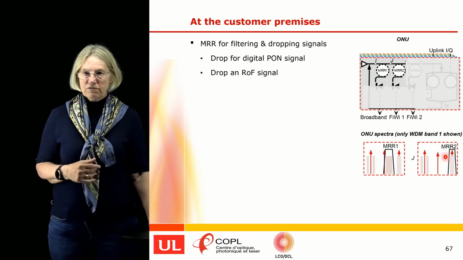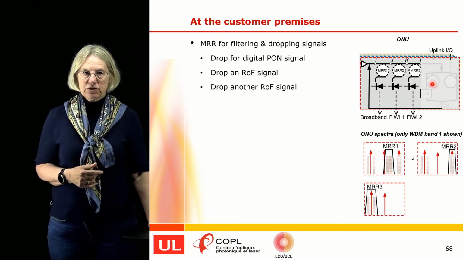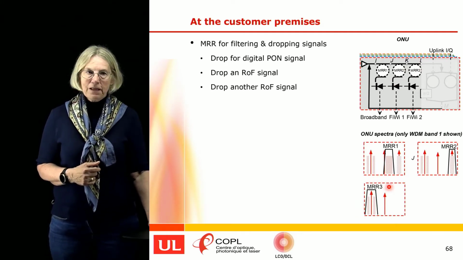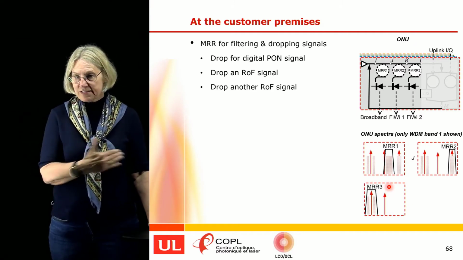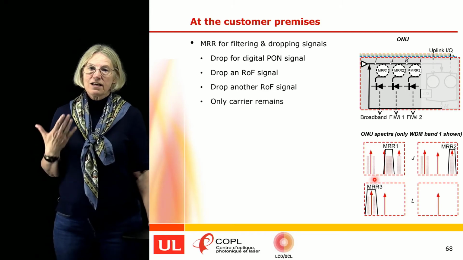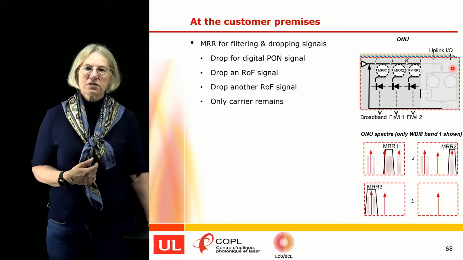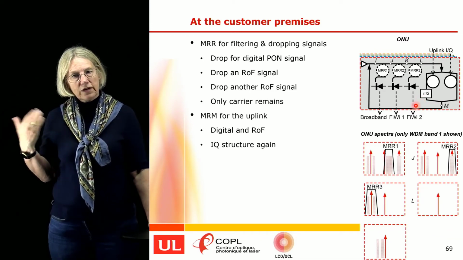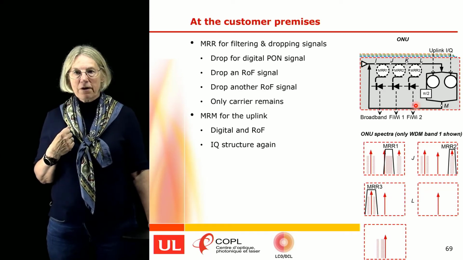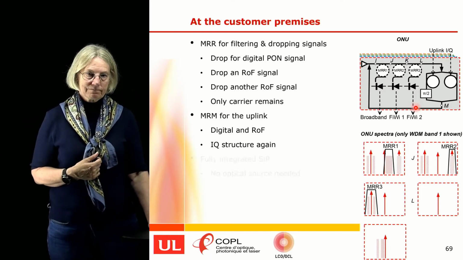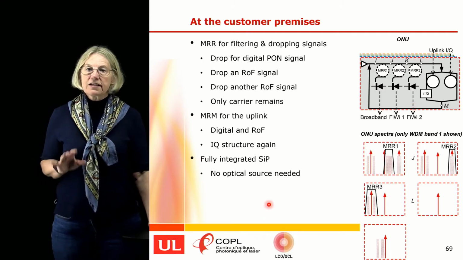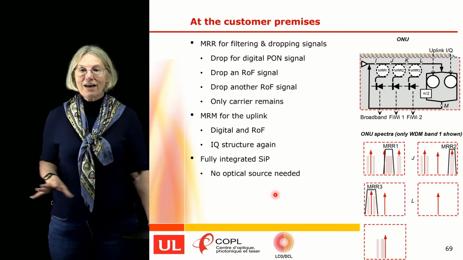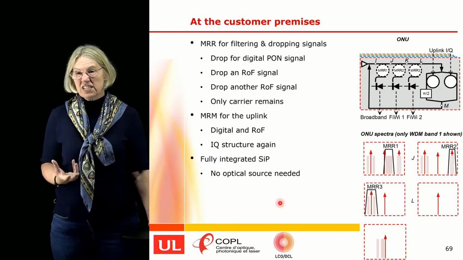resonator could drop one of the RF signals. The next one could be tuned to filter out and drop another ROF frequency. After all of these signals have been dropped, what's left is the carrier. The carrier then goes into a microring modulator, which does the uplink. Again, we're going to use IQ so that we can use single sideband modulation for the uplink. So this is a fully integrated silicon photonics solution, and because we're using this distributed carrier, there's no problem with not having a laser source available in the silicon.